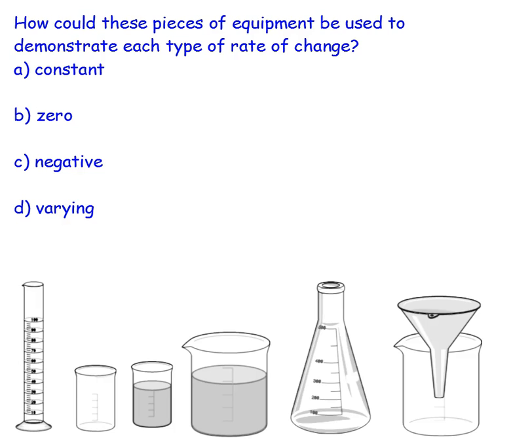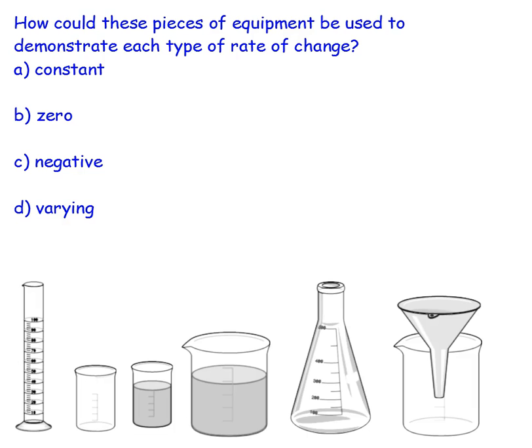We have constant rate of change, so something is increasing or decreasing at a steady rate. Zero rate of change would be where something is at a state that's not changing at all. A negative rate of change is where something is dropping or decreasing, and a varying rate of change is where there's change, but the difference is not constant. So let's have a look at constant rate of change.